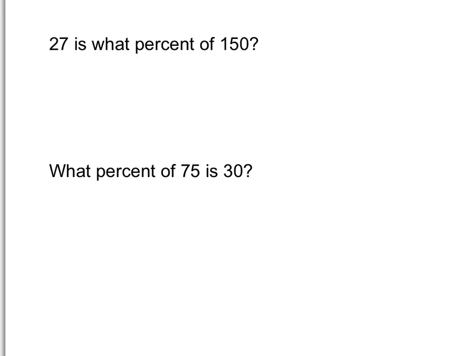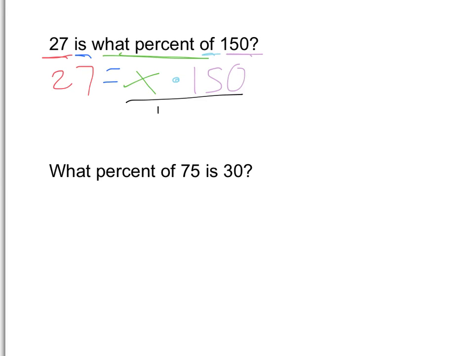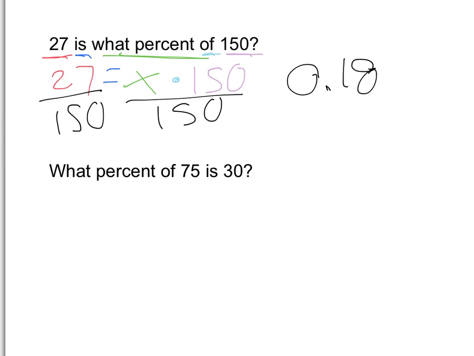Alright, so left to right. So we have 27 is equals. What percent would just be x of multiplication? 150, just write 150. We need to divide both sides by 150 so that x is by itself. So we're taking 27 divided by 150, and we get 0.18, but we need to change that into a percent, so we get 18%.